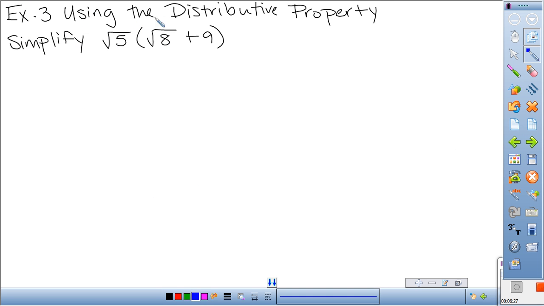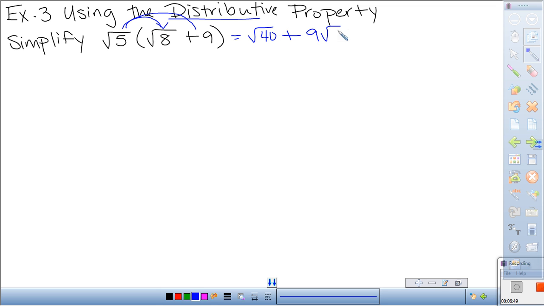All right, example 3, using the distributive property. So we're still just trying to simplify radical expressions, but in this case we have to distribute the square root of 5 to both these terms inside. So again, I'll simply distribute. The square root of 5 times the square root of 8 is the square root of 40. Then the square root of 5 times 9 is simply 9 square roots of 5.